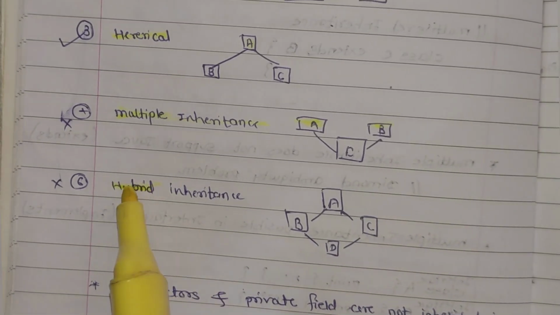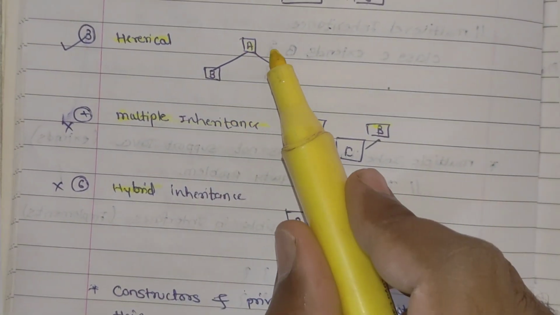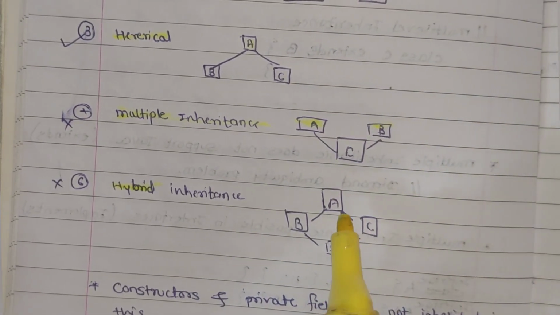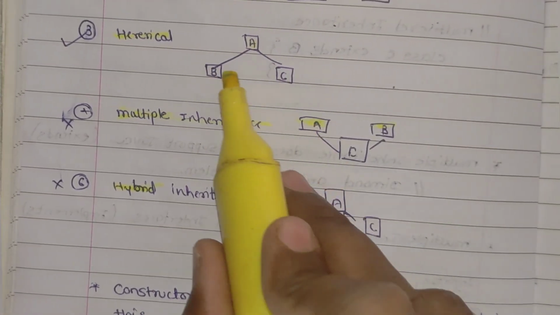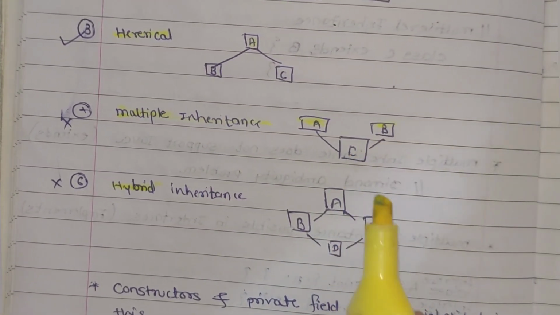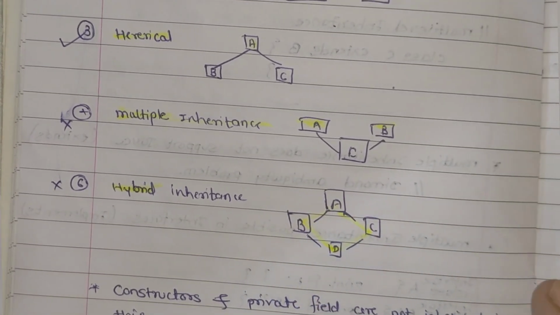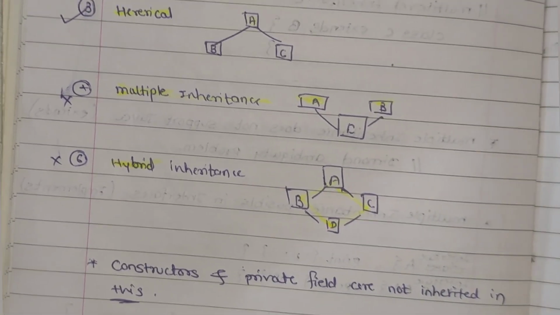So what is hybrid? Hybrid is nothing but any combination of two, like single plus multi-level, or hierarchical plus multiple. Suppose this is hierarchical and multiple: one parent having two children, and the two children extending into only one class. So this structure will be formed. This is the hybrid. Hybrid is also not possible in Java. So these are the types of inheritance in Java.